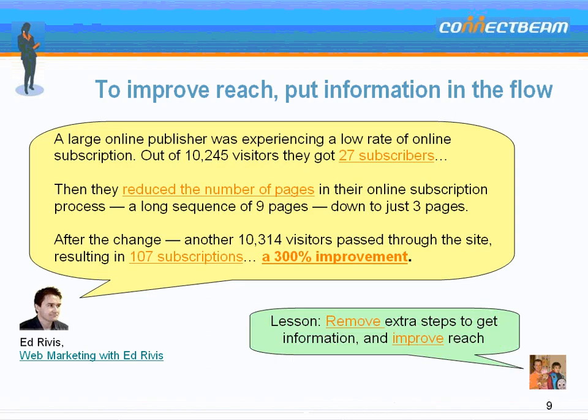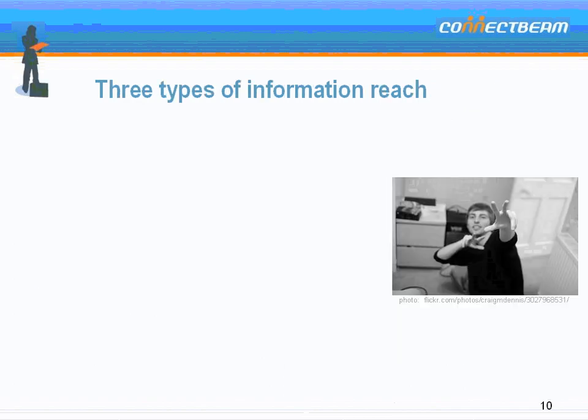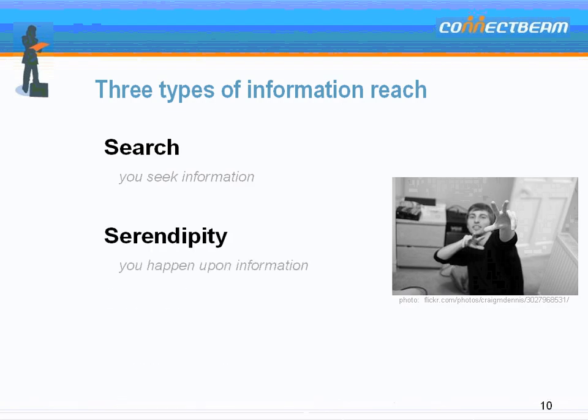So social software can take a lesson from the world of online commerce. Reduce the number of steps to get information, and you improve its reach. Now, when I talk about reach, what do I mean? I'm really thinking in terms of an information reach program built on 3 distinct use cases. Search, you seek information. Serendipity, you happen upon information. And notification, information finds you.